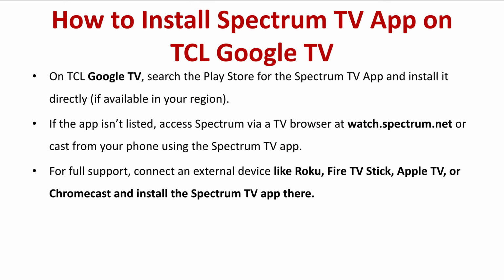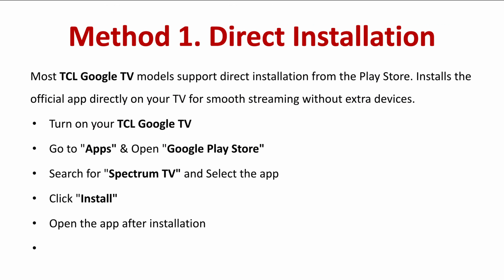Then if the app isn't listed, access Spectrum TV via our TV browser at watch.spectrum.net or cast from your phone using the Spectrum TV app. Third one is for full support, connect an external device like Roku, Fire TV Stick, Apple TV or Chromecast and install the Spectrum TV app there. So the methods are direct installation.